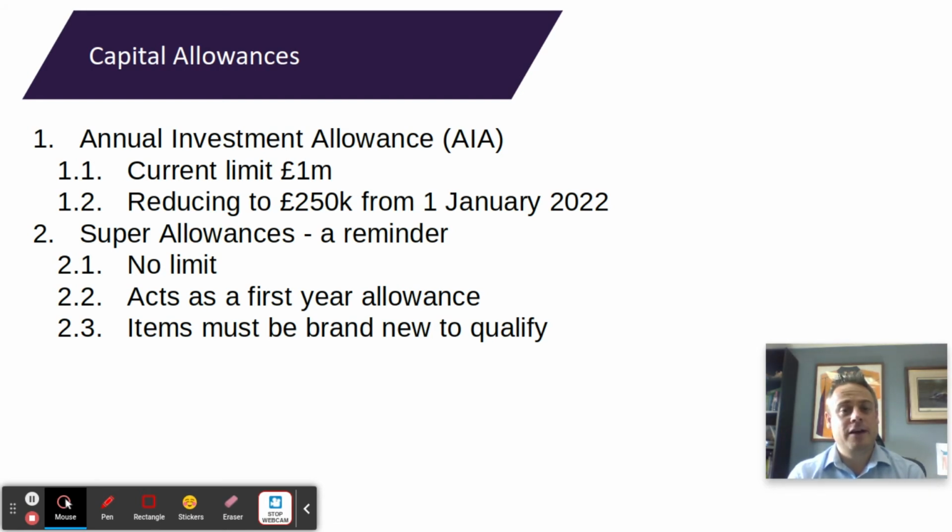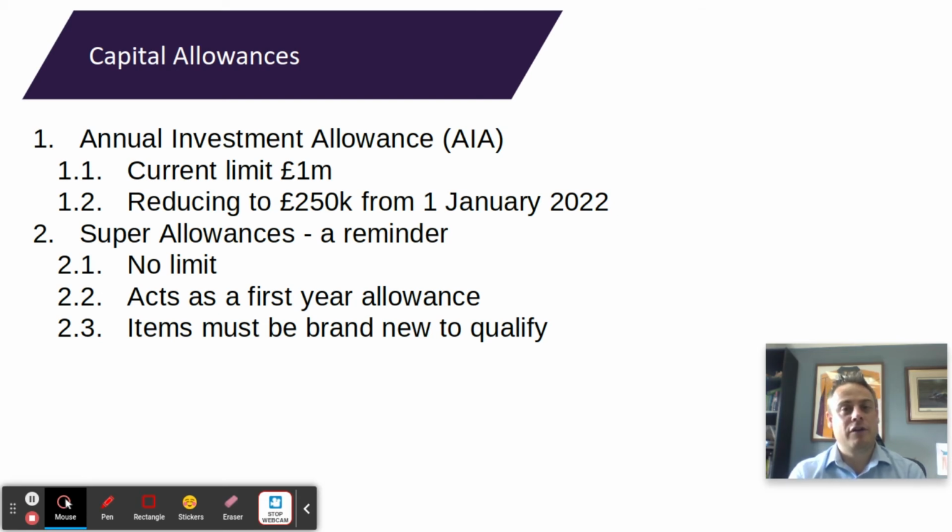And just a reminder that whilst that limit for annual investment allowance is reducing, we have also, of course, got the super allowances first year allowance, which was introduced from 1st of April this year. And the super allowance actually acts as a first year allowance and gives you 130% of the amount that you spent on equipment. And so it's actually more valuable at the moment than the annual investment allowance.